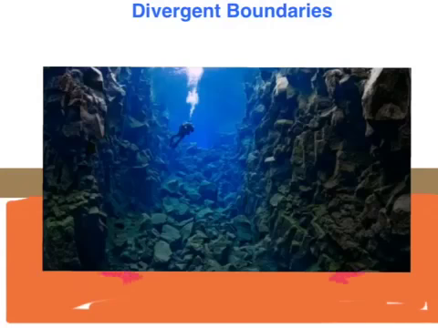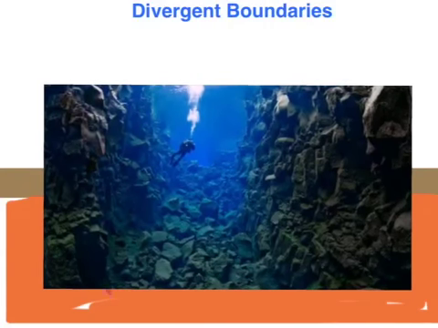A prime example of a divergent boundary is the Mid-Atlantic Ridge. It creates a big crack all throughout the Atlantic Ocean.